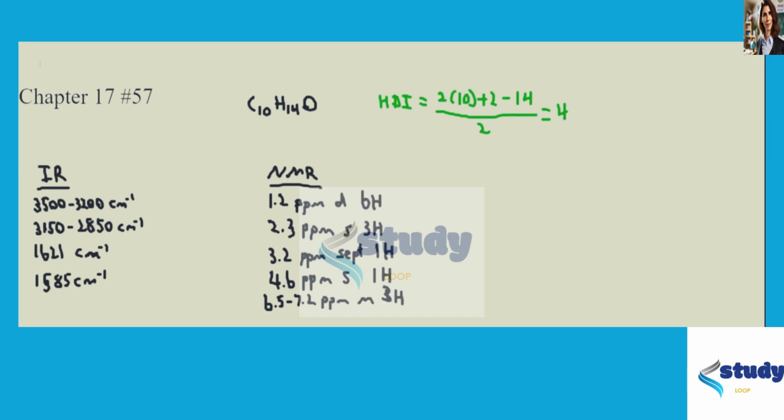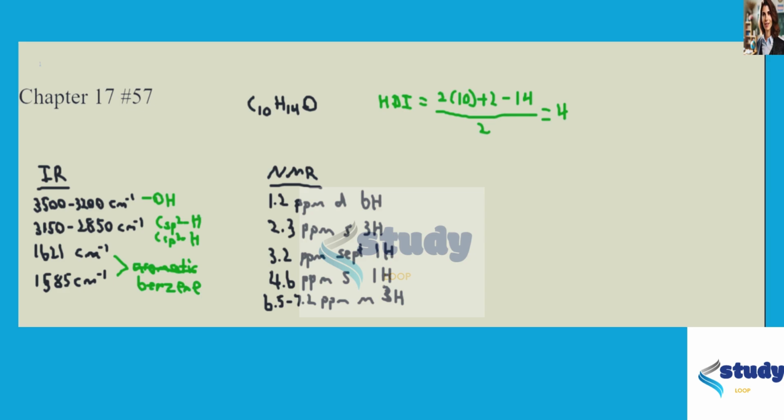Okay, and so let's look at the IR data. Our first IR peak, 3,500 to 3,200, is indicative of an alcohol. 3,150 to 2,850 is going to be our C-sp2 and C-sp3 C-H bonds. And then our last two signals at 1621 and 1585 are indicative of a benzene ring. So maybe instead of aromatic, I'll say benzene.